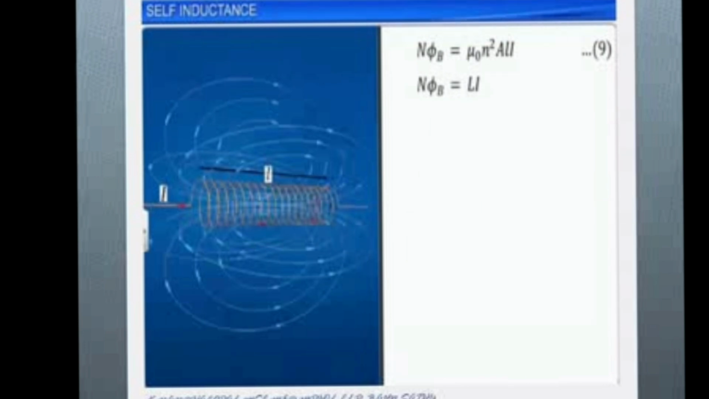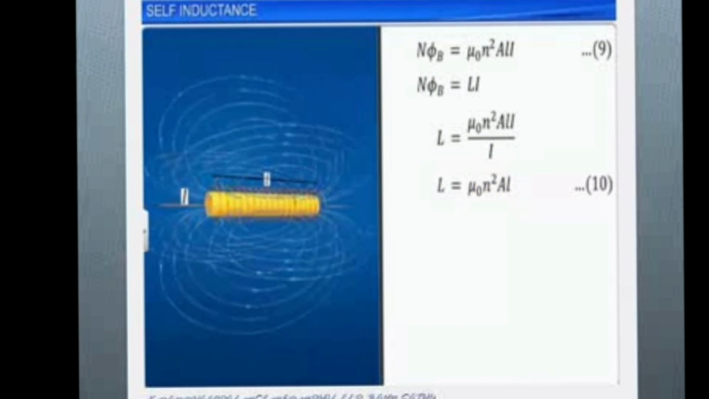Already we calculated that. Comparing these two equations, equation number 9 and that equation, finally we get the self-inductance L equal to mu naught N square A l, because I cancels. The remaining value is mu naught N square A l. That is the self-inductance of a long solenoid. So this is the value of the self-inductance of a long solenoid.